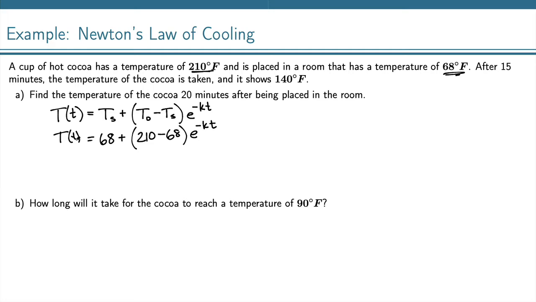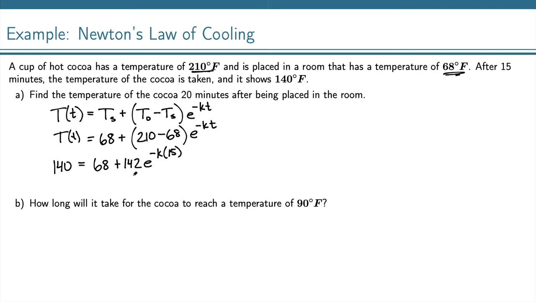And of course, there's one thing we don't know here, and that's k. That's why this other information is given, that after 15 minutes, the temperature of the cocoa is 140. So let's go ahead and use that. We know that our temperature should be 140, and that's when our time is 15. So we've got 68 plus, simplifying, 210 minus 68 is 142. So 142 e to the negative k times 15, because after 15 minutes is when we're at 140 degrees.